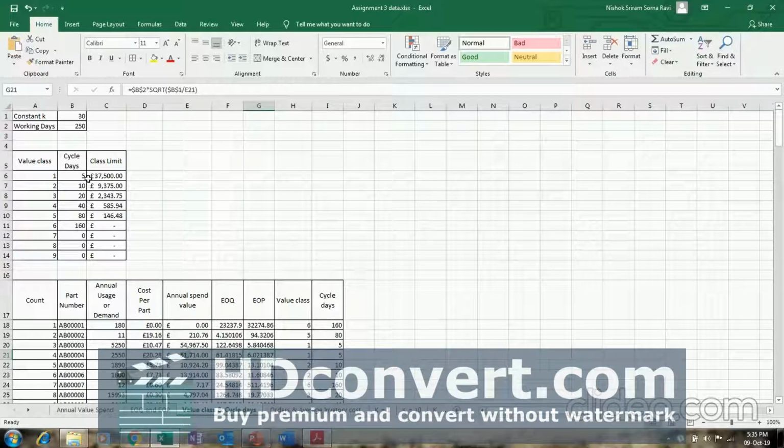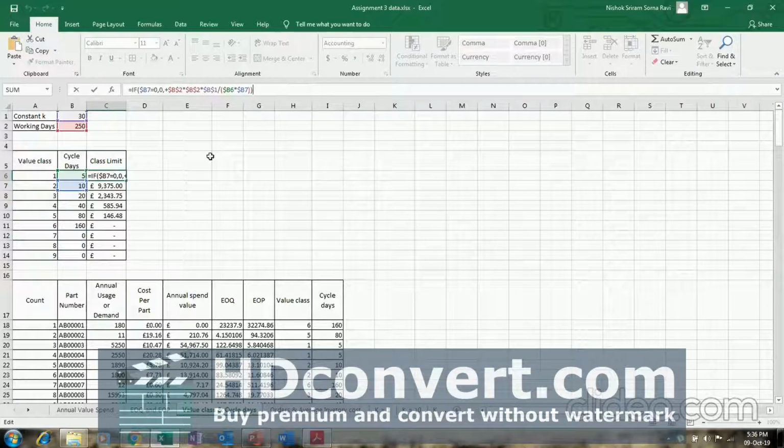So in order to find the boundary from value class 1 to value class 2, 3, 4, 5 respectively, we need to find the class limit, and this is the formula to find class limit. So these are the values which we are given, and the class limit formula was derived from here. So we found that B7 is 0.